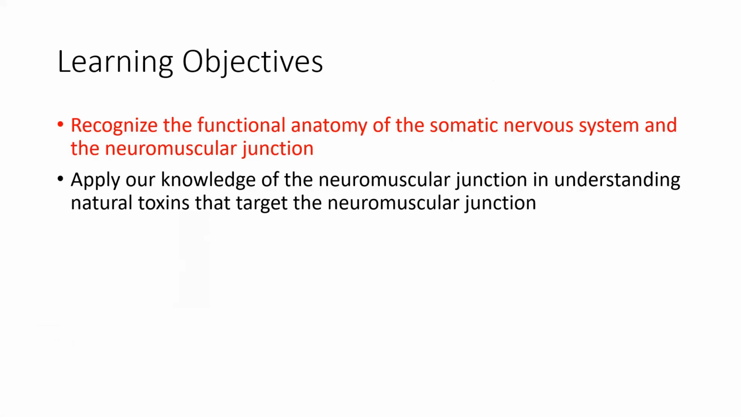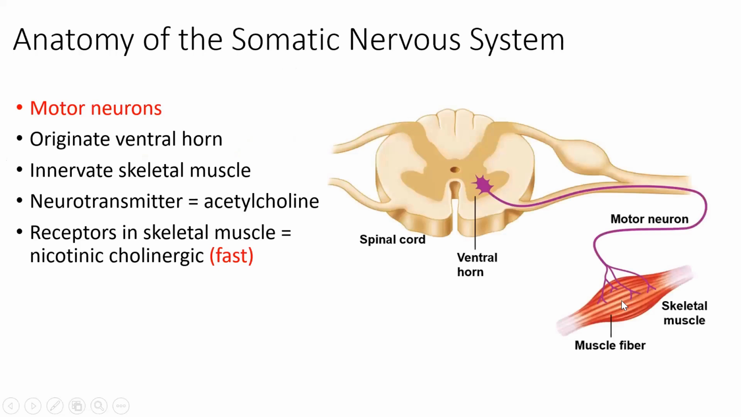We can't control our heart rate for the most part, unless we do so mindfully. We can't control our respiratory rate or glandular secretions, but we can physically make decisions about our skeletal muscle, and this is controlled by the somatic nervous system. So our first objective is to recognize the functional anatomy here, and then how the neuromuscular junction is organized, and really importantly, how the neuromuscular junction differs from the neuroeffector junction.